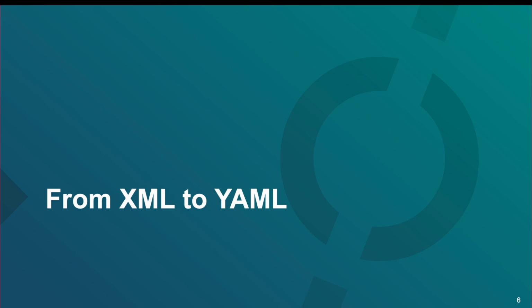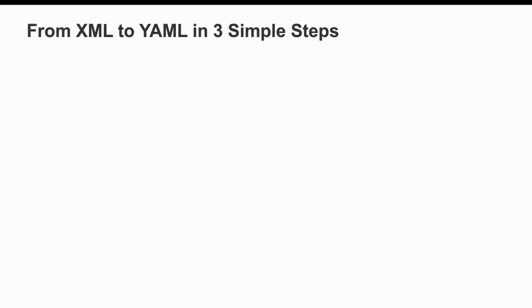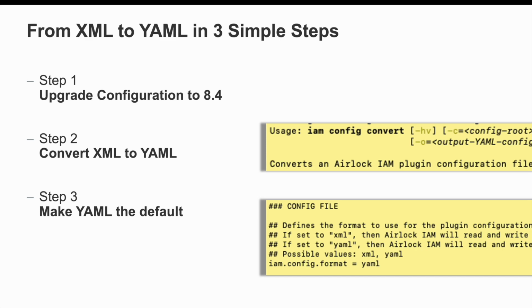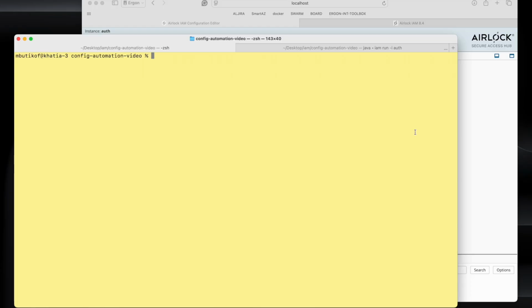In this part of the video, I'm going to show you how to convert from XML to YAML. This is done in three simple steps. First, you have to make sure that your configuration to be converted is already on version 8.4. If not, you have to use the config migration tool as usual. Then I'm going to show you how to convert a single configuration file using the new IAM config convert CLI command. And finally, you have to tell the IAM instance that it's going to use YAML and not XML as a config format. So let's do this.